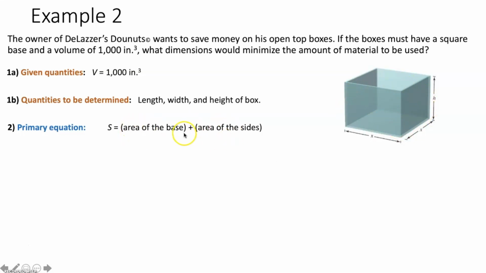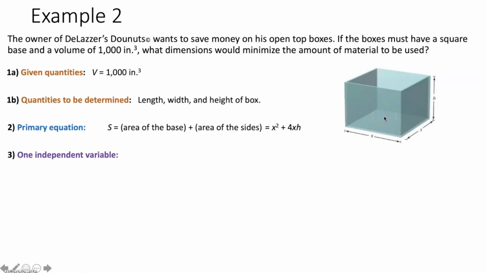So how would I write this in terms of these variables over here? Well, again, it has a square base, meaning the length and the width are the same measure. That's why they're both x's here. So the area of the base is just x times x, or x squared. Now the area of the sides, let's find the area of one side, and then we'll just multiply it by 4 because there's 4 sides. So what's the area of one side? That's x times h. So the area of all the sides would be 4 times x times h. So we have the surface area formula for our open top box.